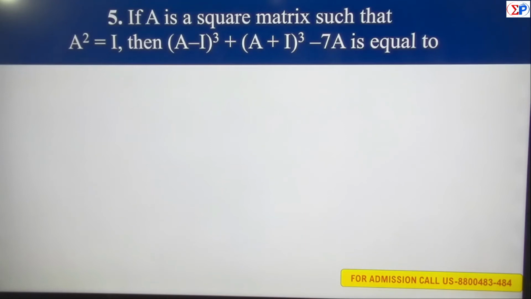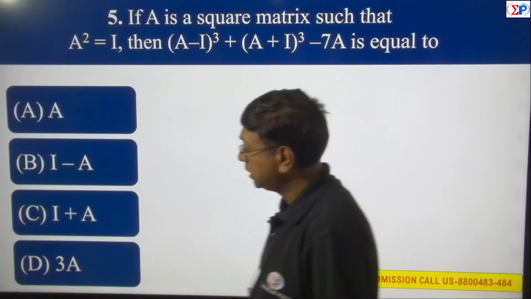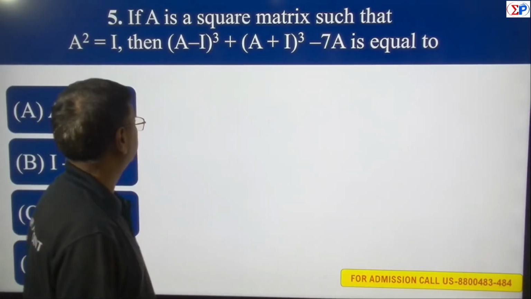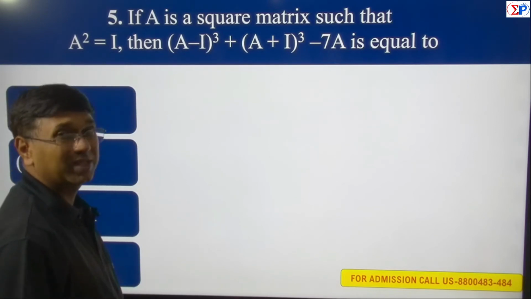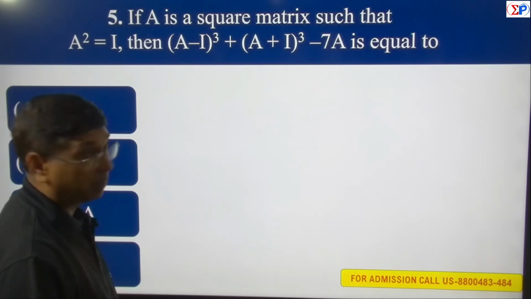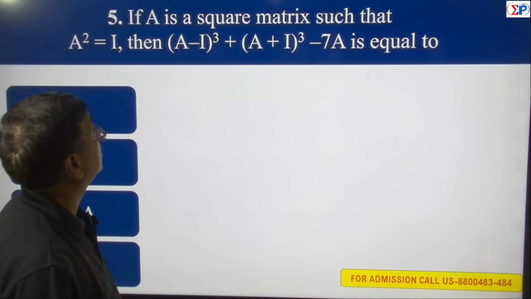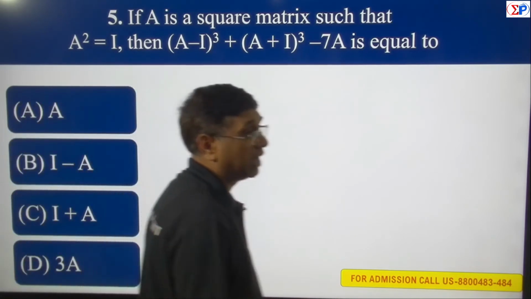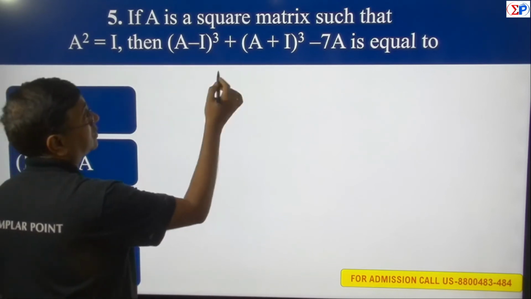Next question. If A is a square matrix such that A square is equal to I, तो इसकी वैल्यू क्या होगी? A square is equal to I, so what is going to be? हम किसी नंबर का स्क्वायर कर रहे हैं और उसका आंसर क्या आ रहा है हमारे पास? I के बराबर. तो पहले हम प्रोसेस देखते हैं. So what is this you are going to expand?